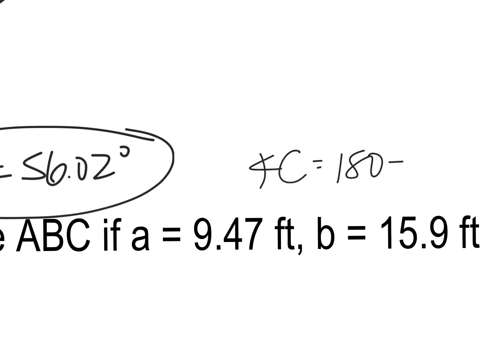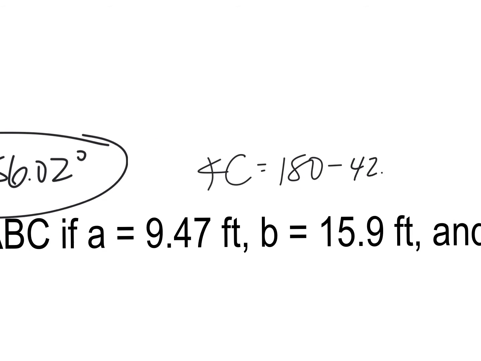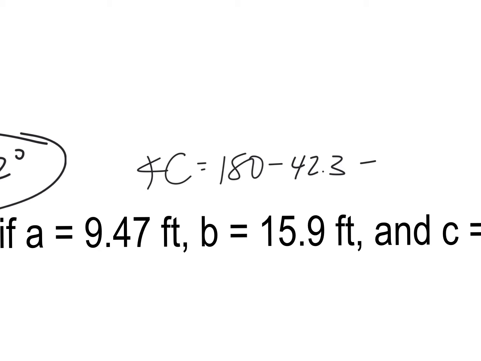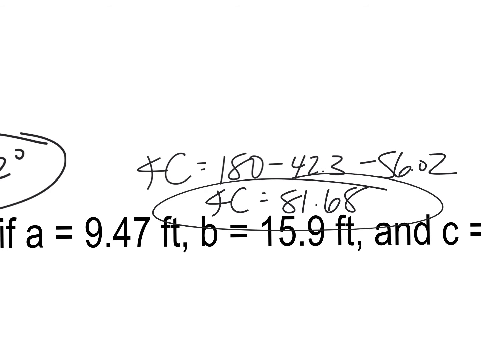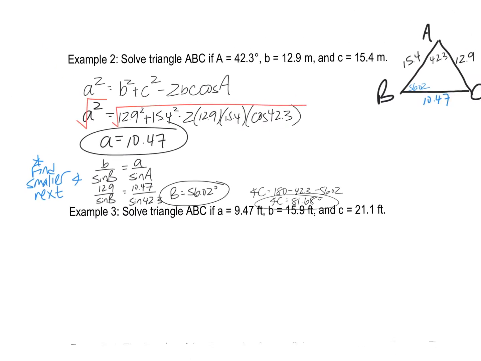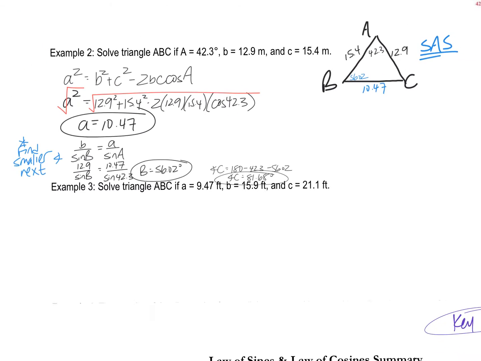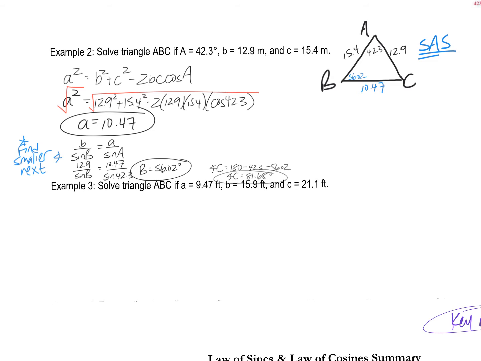I'm doing 180 minus 42.3 minus 56.02, and that means that angle C is a whopping 81.68. Do I have to do a supplement or anything like that? No, this is not an SSA triangle. We are finished, okay? So let's go into example three and see what we've got.